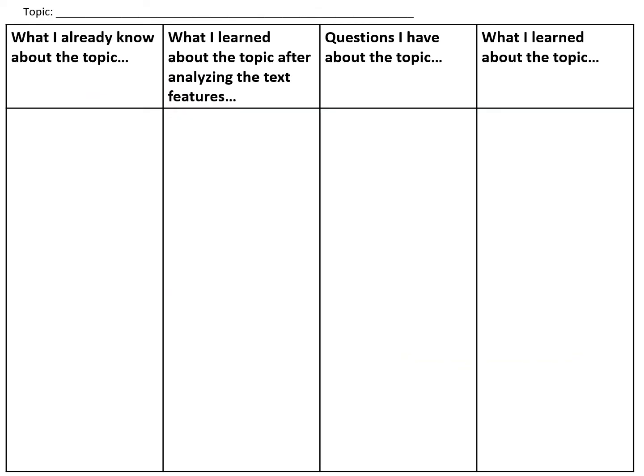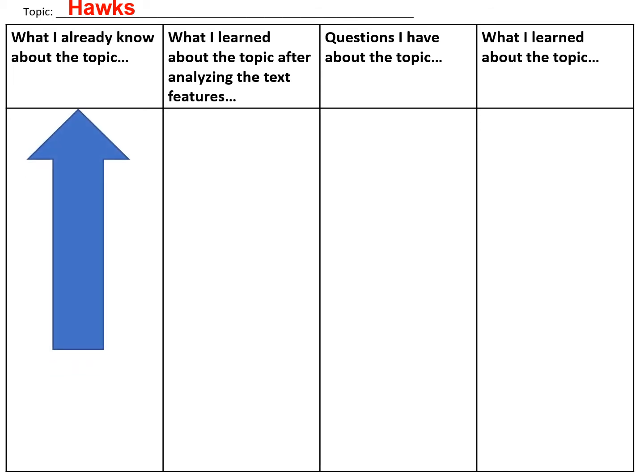Here is what we would do thereafter. It is somewhat like a KWL chart with a small twist. We can begin by writing the topic once we have identified it here, and I'm pretty confident that it is hawks. We can then have students write down what they already know about the topic. And yes, in this case, hawks, it could be anything that they know about them.